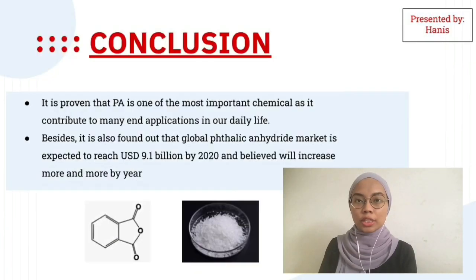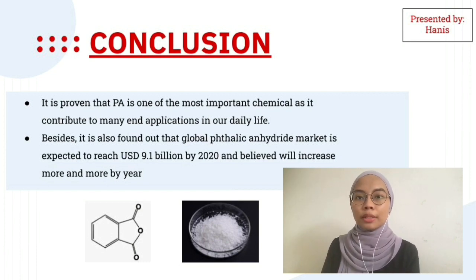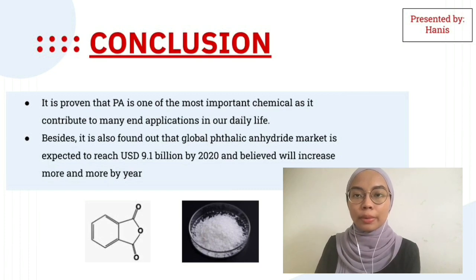So, as a conclusion, it is now proven that phthalic anhydride is one of the most important chemicals in the world as it contributes to many applications in our daily life. It varies from plastics to dye intermediates. Besides that, it was also found that the global phthalic anhydride market is expected to reach USD 9.1 billion by 2020, and it is believed that it will increase more and more each year.